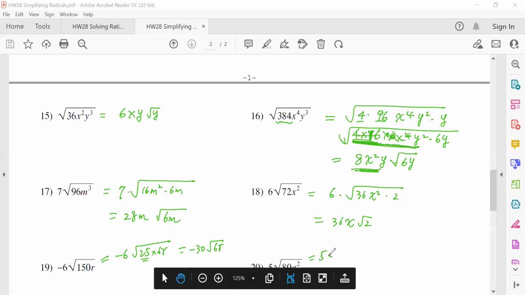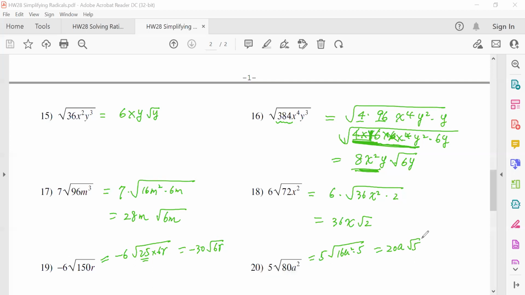What about this one? 5. Here is square root 16a squared times 5, right? So it became 4a. 4a take it out. 4a times 5 got 20a square root 5. Right?